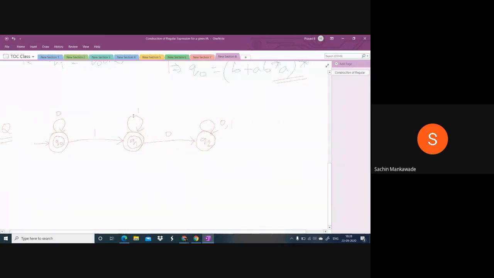So copy this one and try. Those who finish it, tell me the answer, meaning tell me the expression. Here we have two final states. So find the expression for Q0 and find the expression for Q1 and add them. So that is Q0 plus Q1. Tell me that answer.